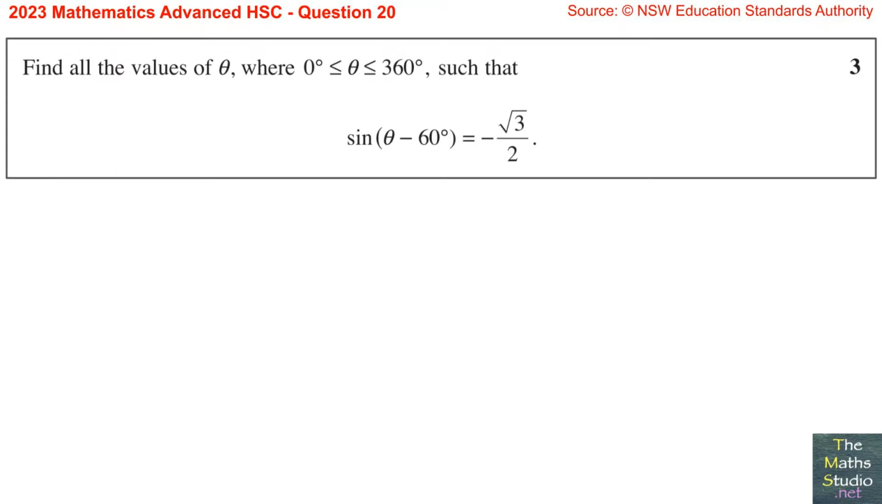Question 20. Find all the values of theta where theta is greater than or equal to 0 degrees and less than or equal to 360 degrees, such that sine of theta minus 60 degrees is equal to negative the square root of 3 over 2.